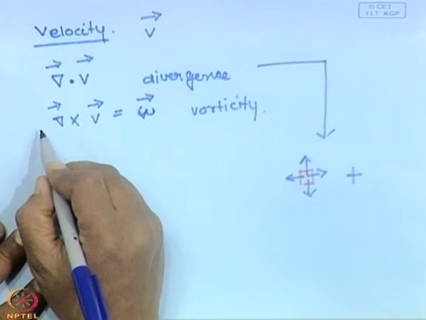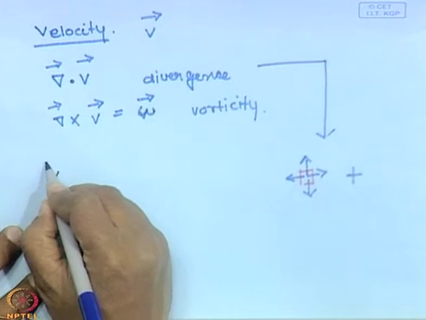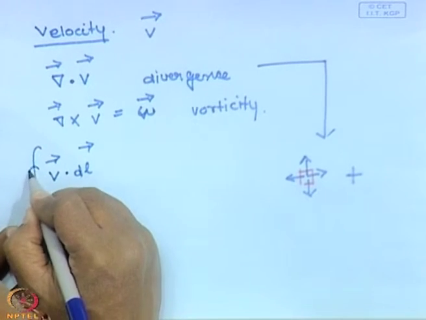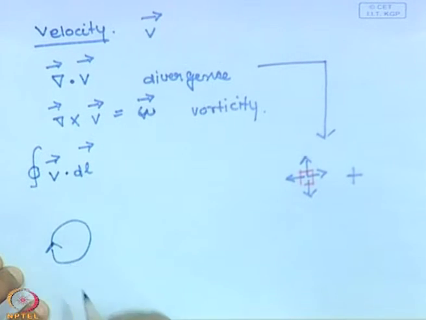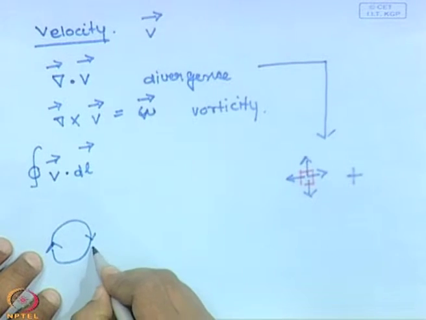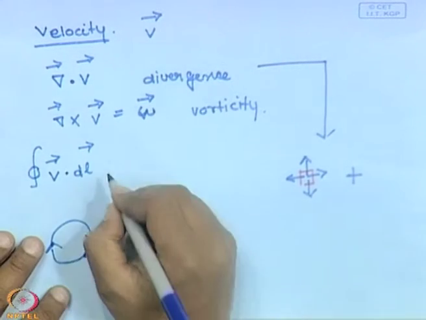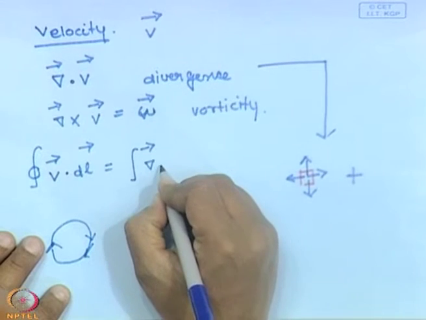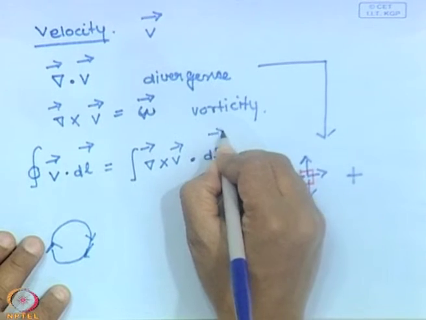Now, we also know the Stokes theorem. The Stokes theorem tells us that take V dot dl around a closed loop in the anticlockwise direction. So, take a closed loop like this and integrate V dot dl around such a loop. dl is the tangent vector to the curve. So, you integrate this V dot dl, and from Stokes' theorem, this is equal to the surface integral of curl of V dot ds.